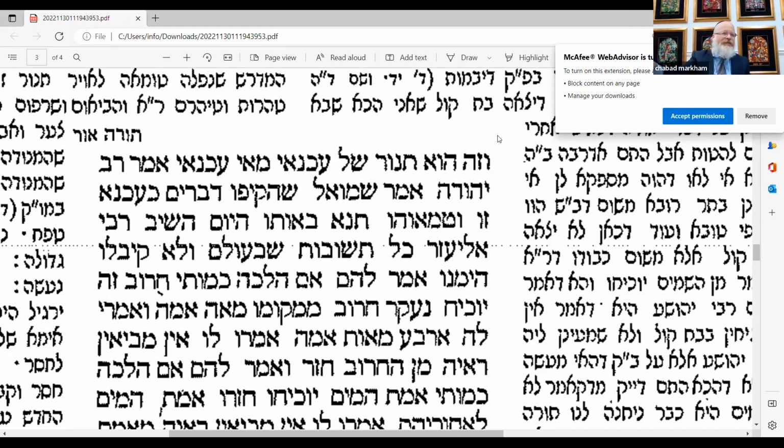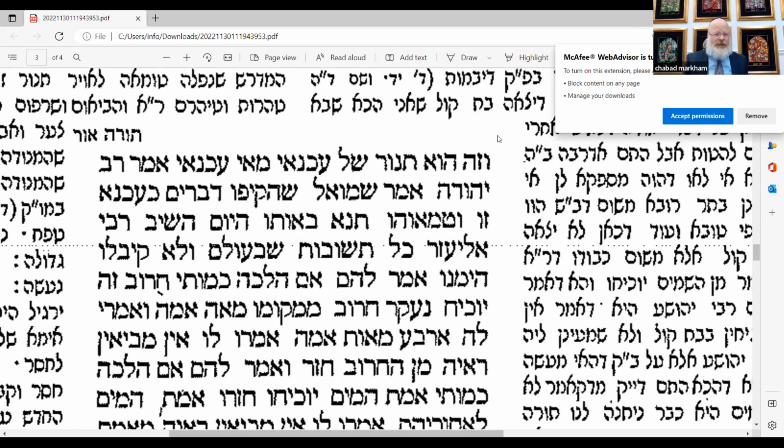V'timuhu, and they all agreed that this oven will become impure. Even though Rabbi Eliezer, the greatest sage of the time, said it should be pure, and it's a broken oven, and it can't be a vessel for impurity. But the rest of the sages overpowered him, like a serpent grabs its enemy in a stranglehold.